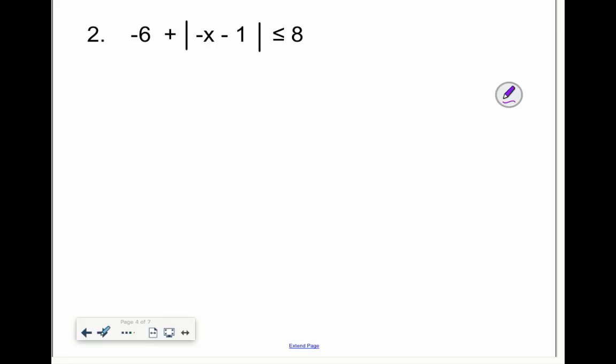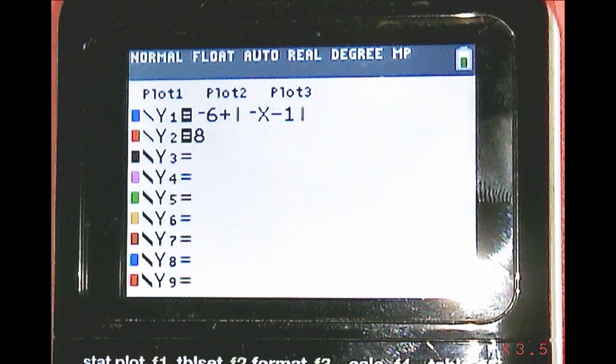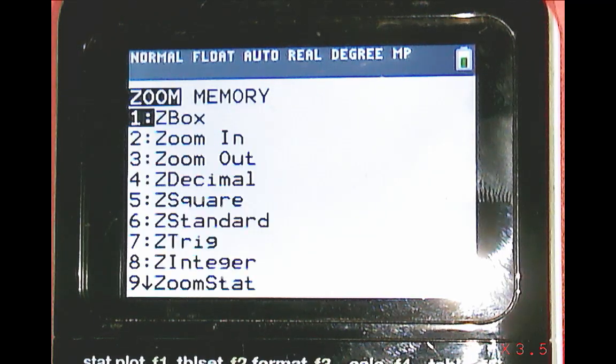Example 2. Go ahead and put this in y1 and this in y2. So you're going to put negative 6 plus the absolute value of negative x minus 1 into y1 and 8 into y2. I already have that done. And then you do zoom 6.